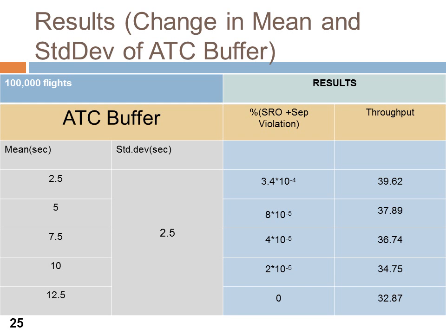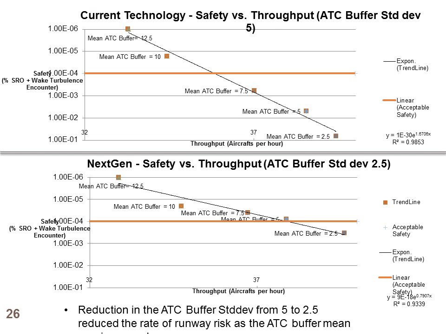Our last results, where we changed the standard deviation of the ATC buffer to 2.5 down from 5 and varied the mean, showed similar results to the previous experiment. However, looking at the graph, you can see that by reducing the ATC buffer standard deviation, the safety level drops slower than when it was originally 5.